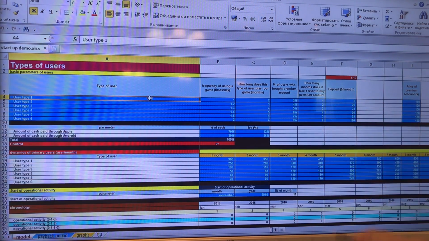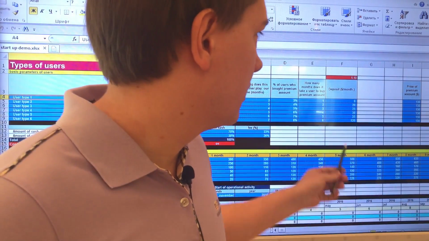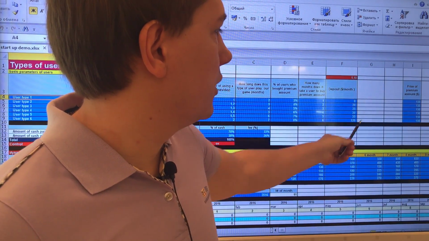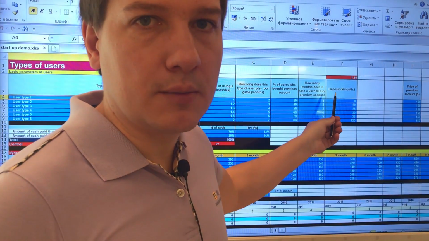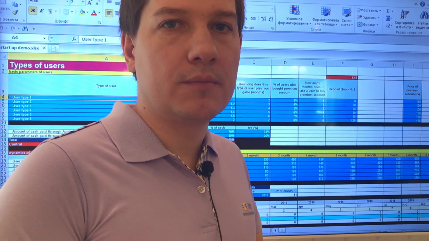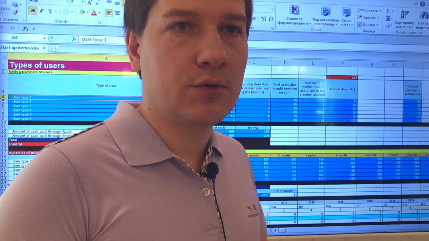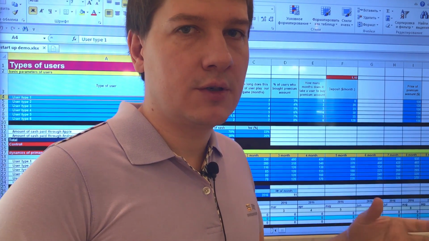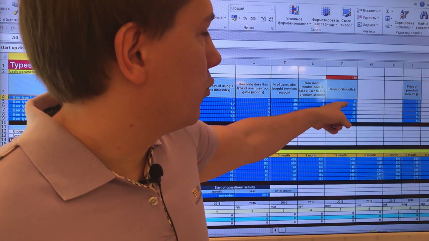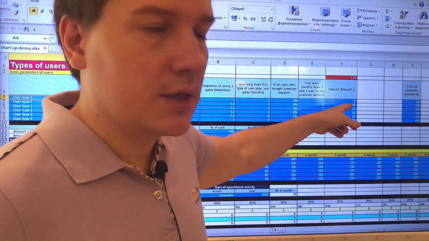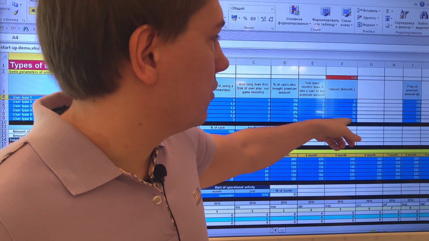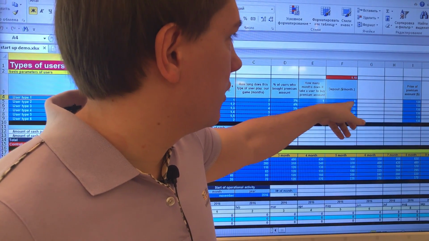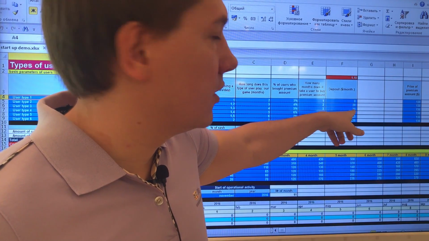Our deposits. For each type of user, we put the amount of deposit, the monthly money that our user puts into our game. They buy different options, different features. Type 1 users buy nothing in our game, and other types of users buy additional features at $20 a month, $25 a month.